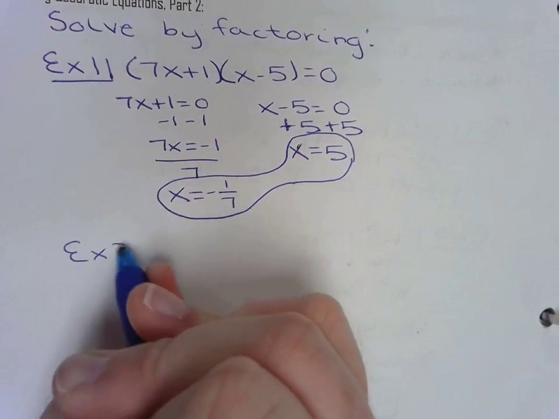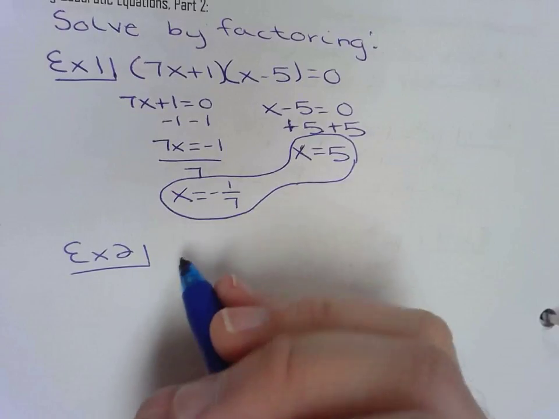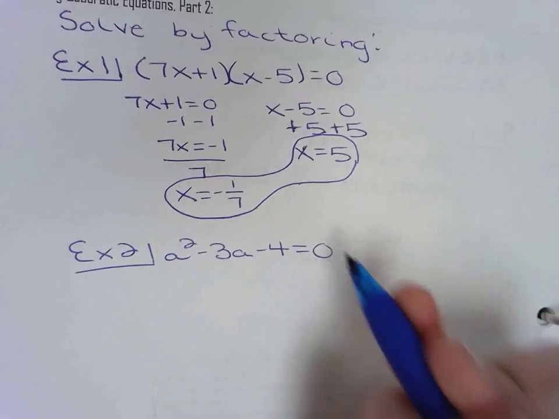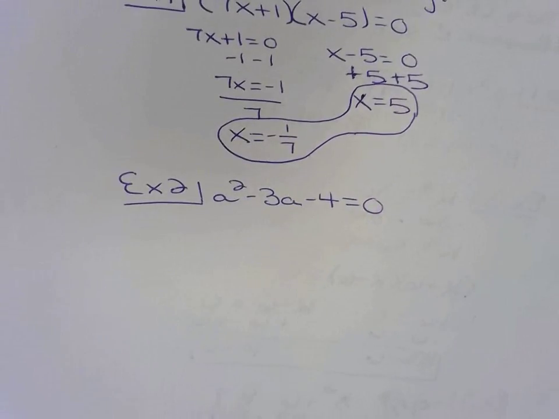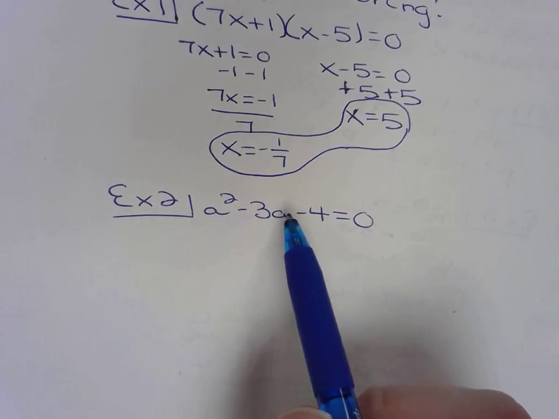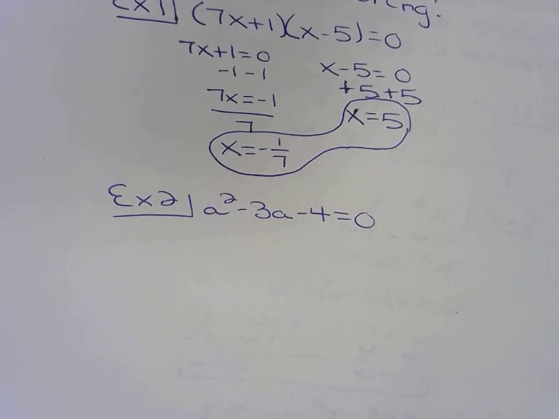So if I have a trinomial like this, let's say I have one like this. A squared minus 3a minus 4 equals 0. Let's say I give you this quadratic equation and I tell you to solve this. First of all, can I do the square root method on this one? No. Why can I not do the square root method on this one? Why not? The 3a. There is a single a. There is an a to the first power. I cannot do the square root, so you have to be able to factor it.